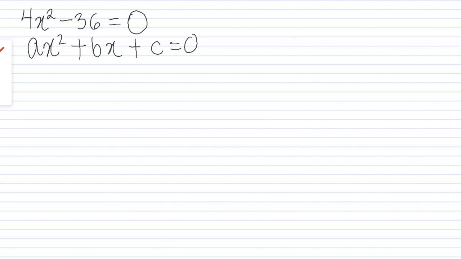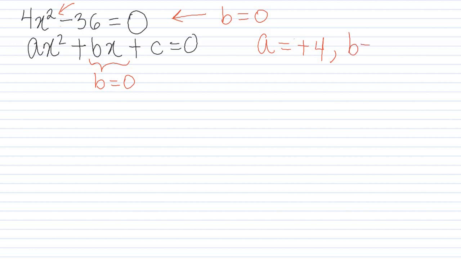And the reason why we don't have a term for x is because the value of the coefficient of x, b, is actually equal to 0. So the value of b here is equal to 0. Now, comparing the standard form or the general form to the equation, we see that the value of a is going to equal positive 4, which is what I'm writing on the right side of the screen. The value of b, we said, is going to be 0 because there's no term for x, hence the value of the coefficient of x has to be 0. And then c is just a constant value, negative 36.